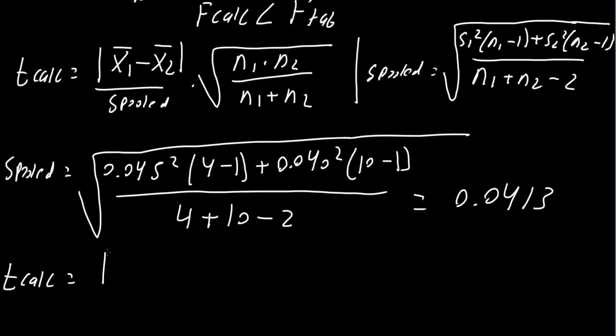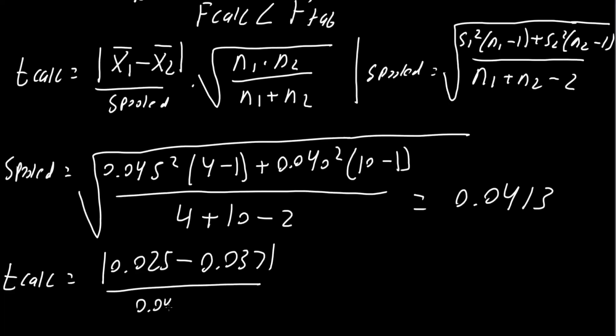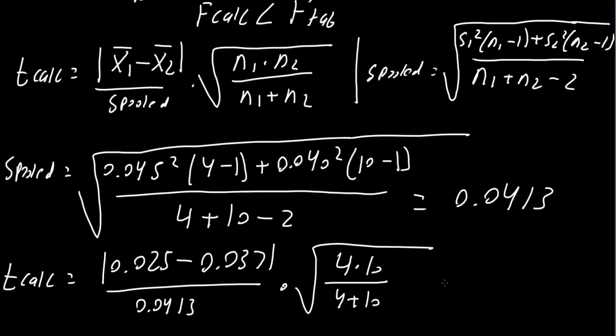Next, we will calculate Tcalc. That's going to equal average 1, which is 0.025, minus average 2, which is 0.037, absolute value, divided by spooled, which is 0.0413, times the square root of n1 times n2. n1 we said was 4, times n2, which is 10, divided by 4 plus 10. And so we would get 0.49. This is the value for Tcalc.